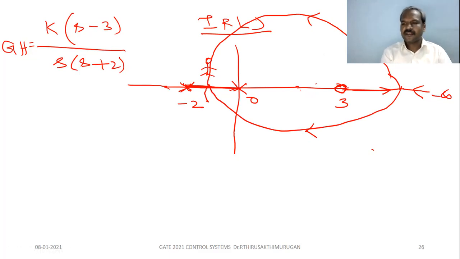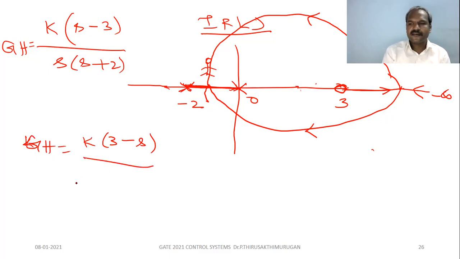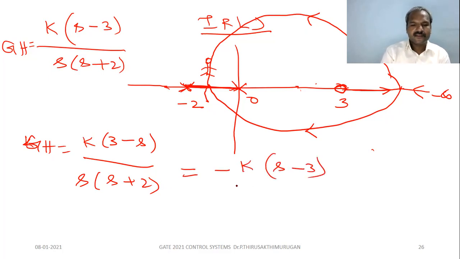Another one is GH equal to k into 3 minus s divided by s into s plus 2. Same, but the sign is different, right? So 3 minus s can be written as minus k into s minus 3. So the branches go from plus infinity to the poles, s into s plus 2.